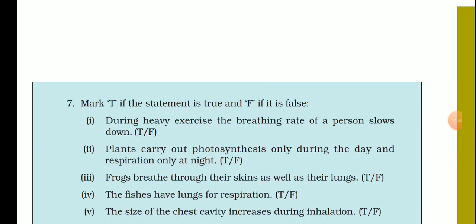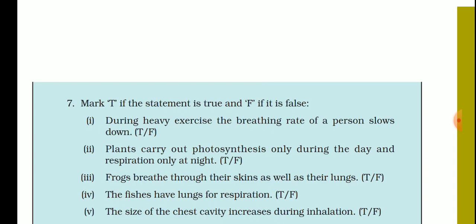Seventh question, mark T if the statement is true and F if it is false. First one, during heavy exercise the breathing rate of a person slows down. It is false, because during the exercise the person breathes heavily and deeply.